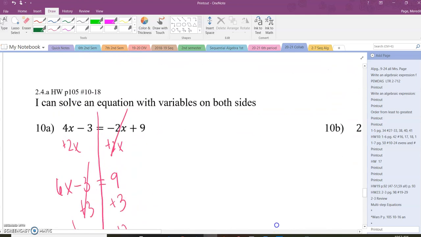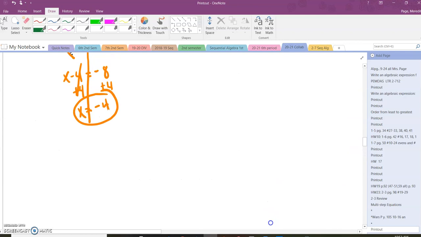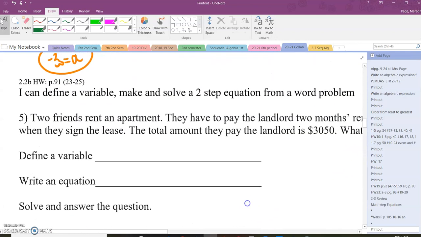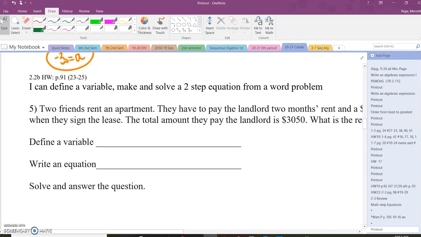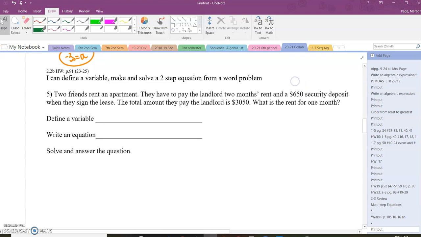Let's go back up to that 2-step word problem. So it says, and this is kind of similar to the 2-step word problems that we made you guys do in class, and you had to record your video. So it says 2 friends rent an apartment. They have to pay the landlord 2 months rent and $650 security deposit when they sign the lease. The total amount they pay the landlord is $3,050. What is the rent for 1 month?